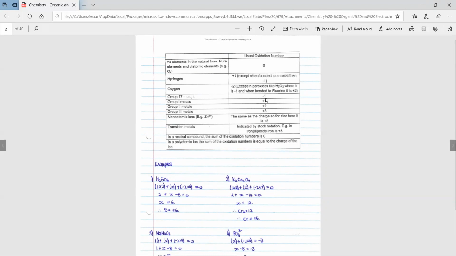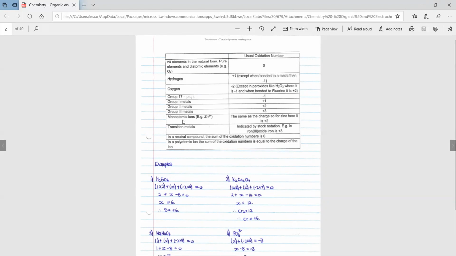They have -1 as their oxidation number. Group 1 metals have +1 as their oxidation number. Group 2 metals have +2 as their oxidation number. Group 3 metals have +3 as their oxidation number.